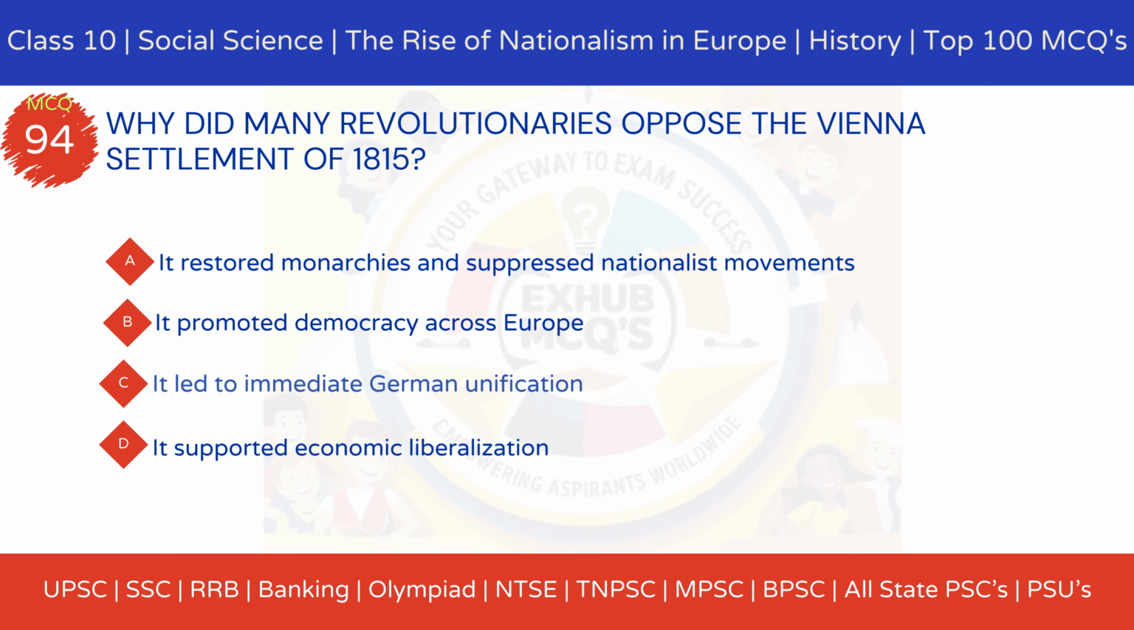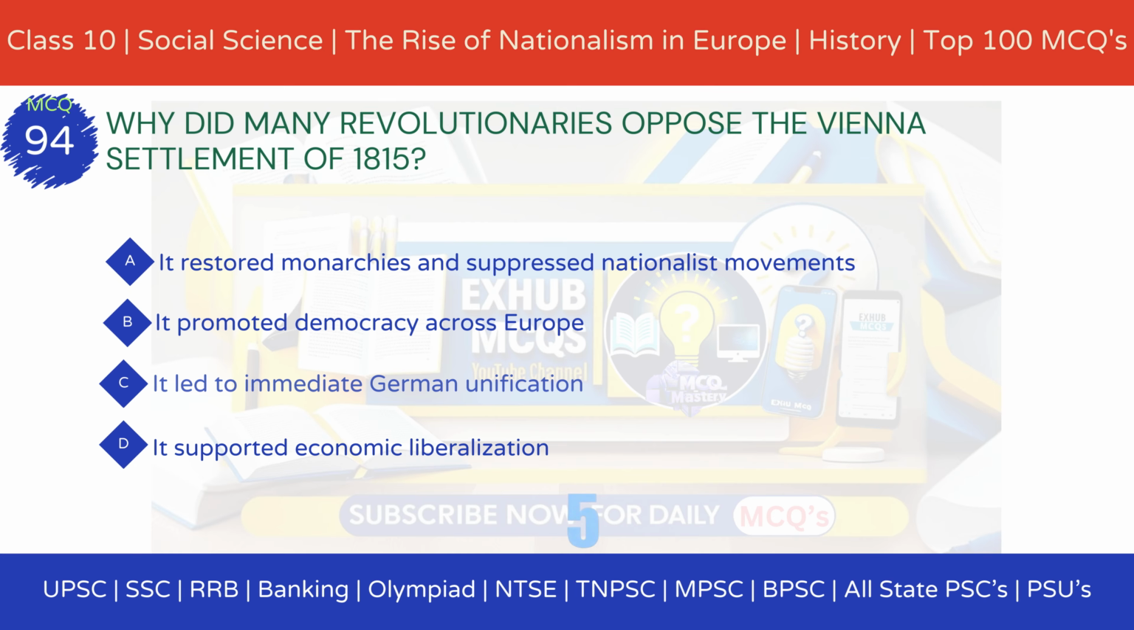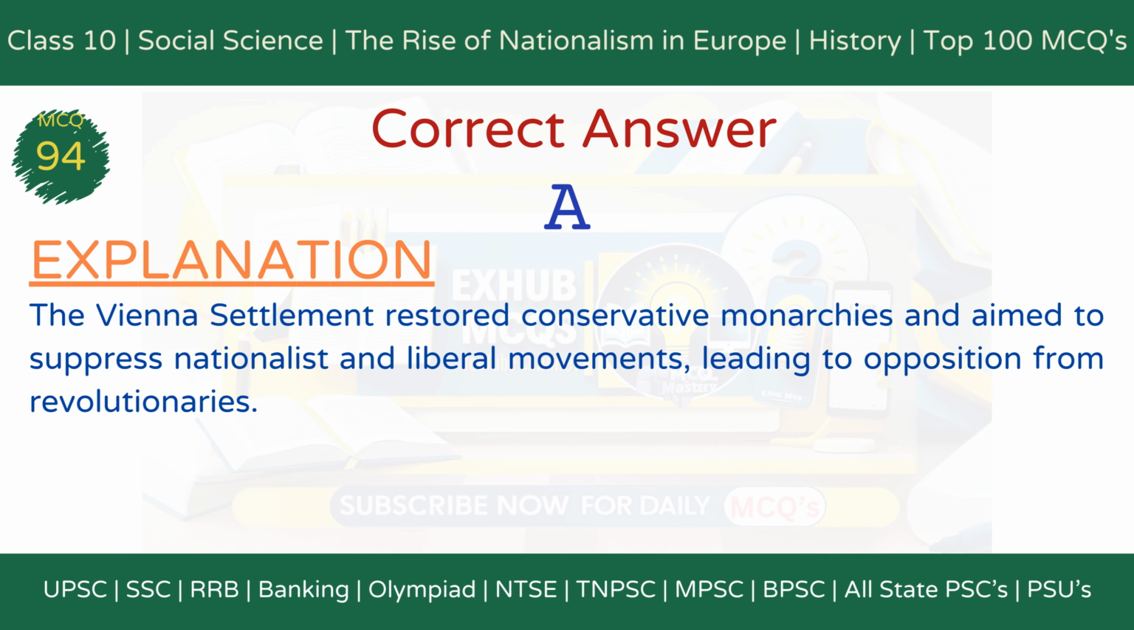Option A. It restored monarchies and suppressed nationalist movements. Option B. It promoted democracy across Europe. Option C. It led to immediate German unification. Option D. It supported economic liberalization. The correct answer is option A. It restored monarchies and suppressed nationalist movements. Explanation: the Vienna Settlement restored conservative monarchies and aimed to suppress nationalist and liberal movements, leading to opposition from revolutionaries.